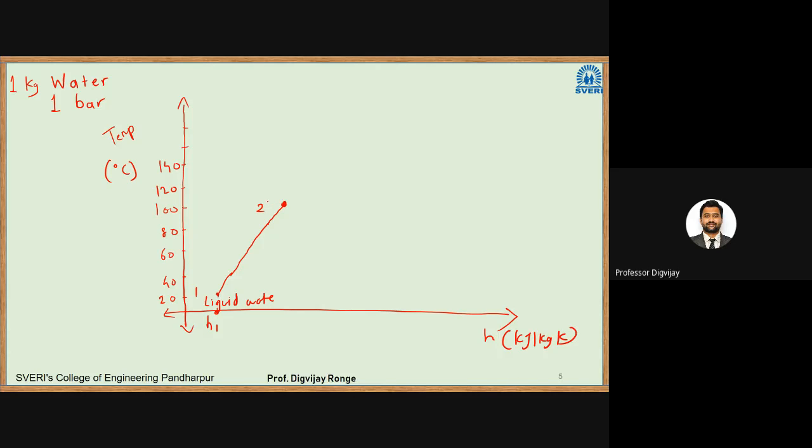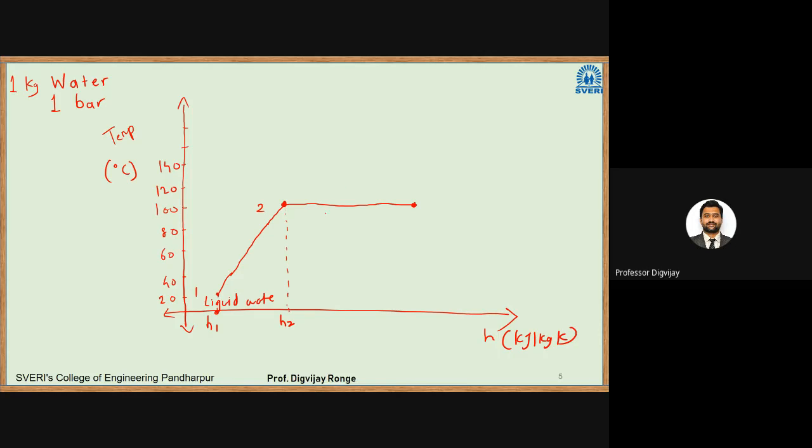What is happening at this stage? From point 2 onwards, the water will change its phase from liquid to vapor. Let us say the enthalpy at point 2 is H2. Whenever there is a phase change, temperature remains constant but energy is being added, and that energy required to change the phase we call the latent heat of vaporization, if it is changing from liquid to vapor. Let us say this is point 3.